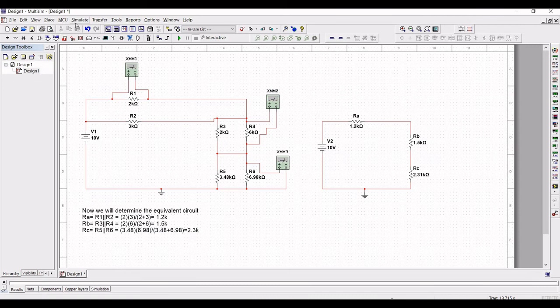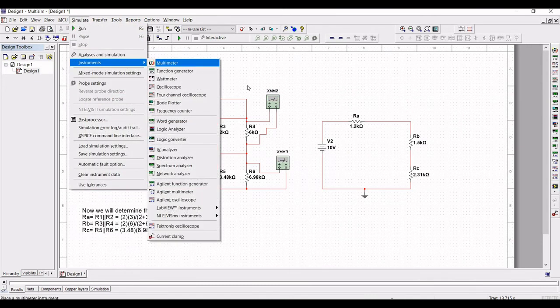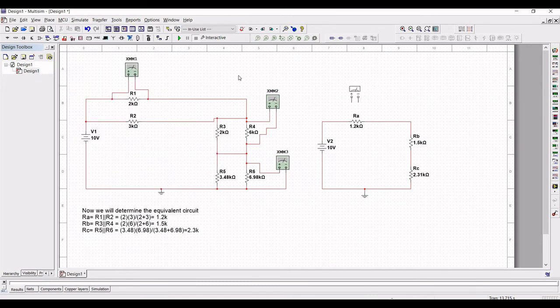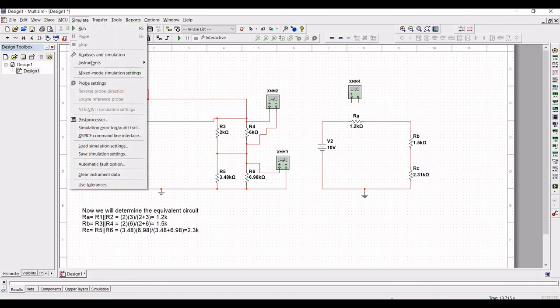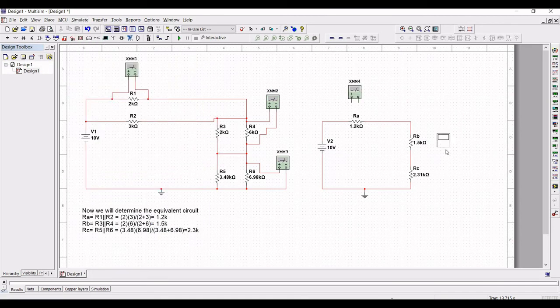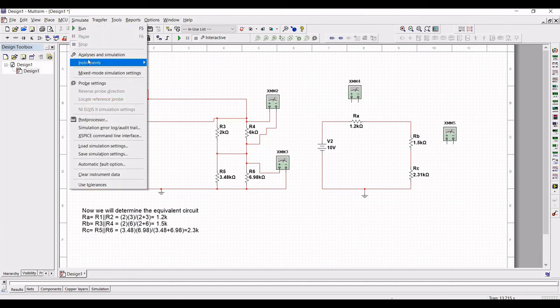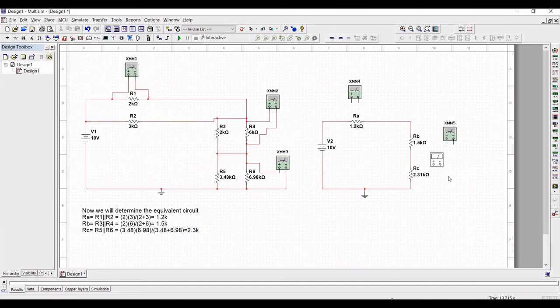Now click on simulate, click on instrument, select multimeter, place the multimeter across the resistor RA, across the resistor RB and across the resistor RC. Now connect the multimeter across the resistor RA, across the resistor RB and across the resistor RC.